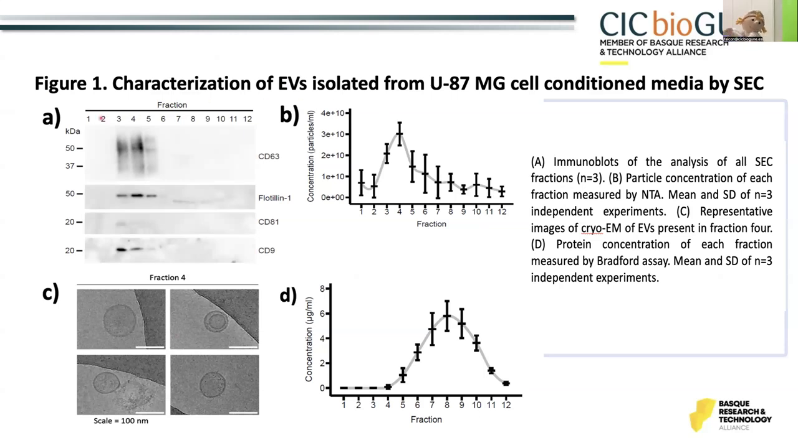You can see here the size exclusion chromatography, the 12 samples, and how the CD63, flotillin, CD81 and CD9 markers of vesicles are all in the part that corresponds to the vesicular fractions. Similar with the NanoSight, and here the Bradford, where the fractions with more protein are from 7 to 12. So the system is working. We are purifying vesicles from the U87. We also looked by electron microscopy, and we can see here.